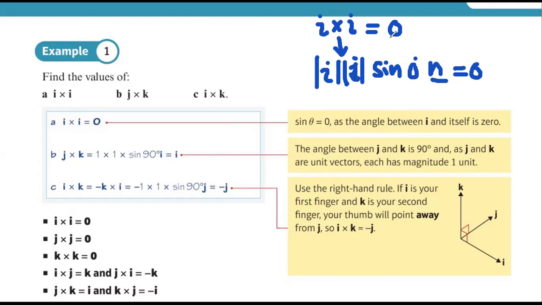But this one is also a vector. The value is 0, but this is a vector quantity, because it is multiplied by a unit vector. Also, J cross J equals 0. K cross K is also 0.